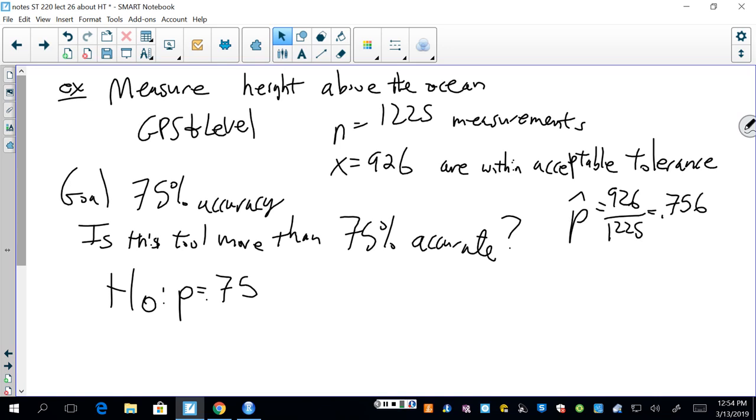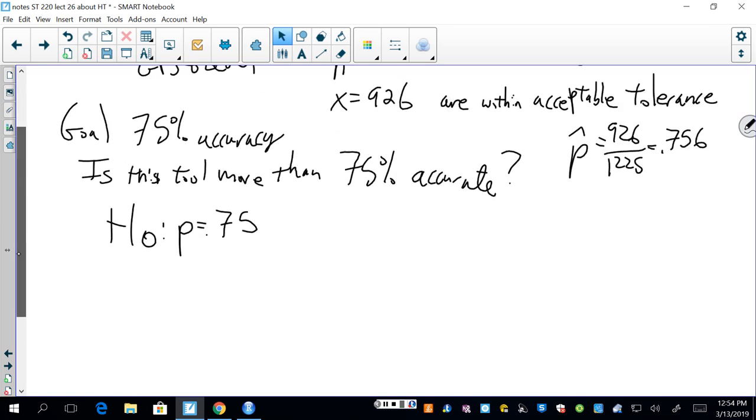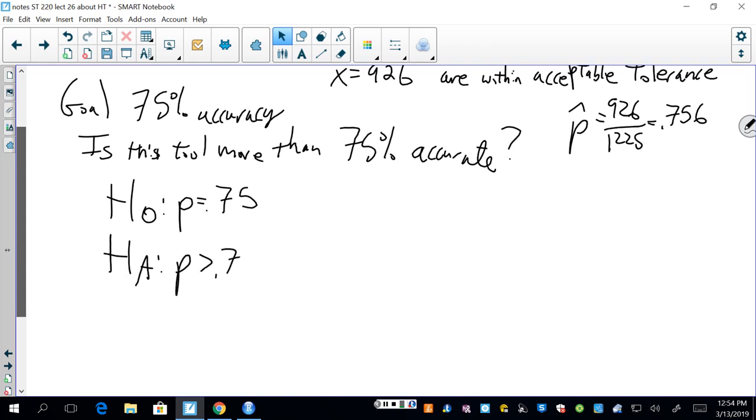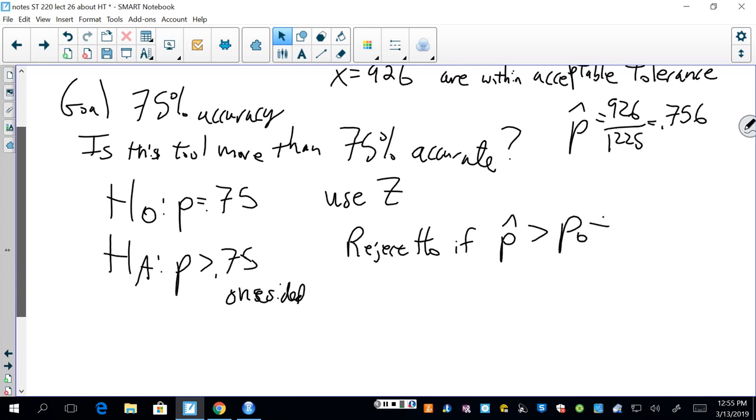But do we reject the null hypothesis? Is it really above 0.75? Are we convinced, based on these 1,225 measurements and actual determinations, that we're really accurate? So the alternative is greater than 0.75. With proportions, we use the normal. And for this one-sided, going bigger, we're going to reject the null hypothesis if our p hat is greater than p0 plus a 5% tail, 1.645, times the square root of p0 times 1 minus p0 over n, our formula for standard error for a proportion.